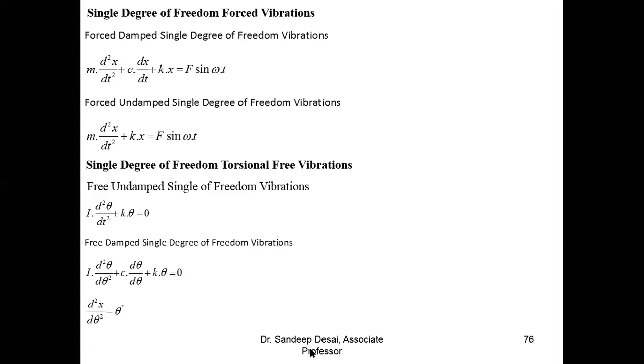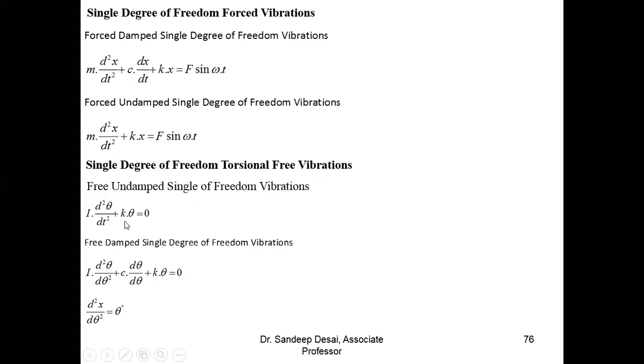This is just for your information: for our syllabus we don't have forced vibrations, but if it is forced vibrations, then on the right side you will not see 0, but you will see F sine omega t. This is the difference between free vibrations and forced vibrations. So this is single degree of freedom, damped, forced vibrations. This is single degree of freedom, undamped, forced vibrations. On the right side there is force, but there is no damping term. So it is single degree of freedom, undamped, forced vibrations.